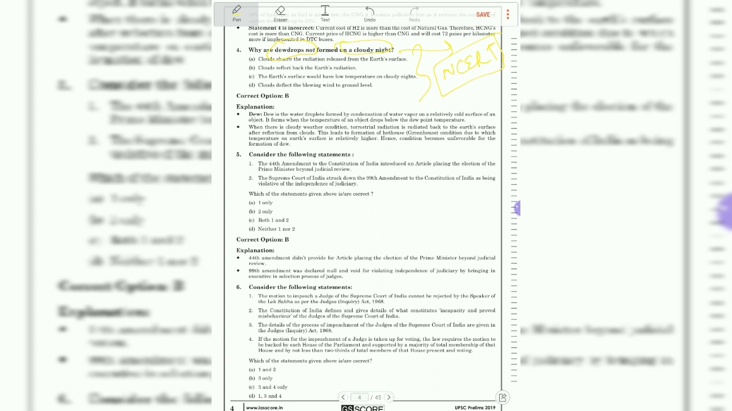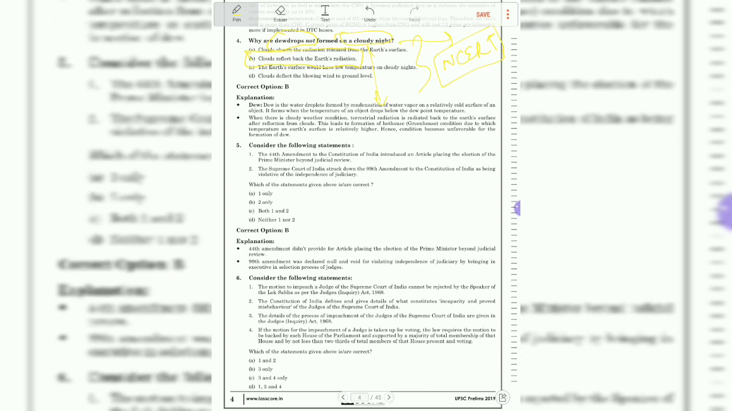So not formed, because obviously because of temperature. So this is the only condition which shows a cloud reflects back the Earth's radiation. So obviously that particular radiation remains in the Earth's atmosphere. Temperature is high, so obviously dew will not get formed, right? Okay, coming to the polity question.